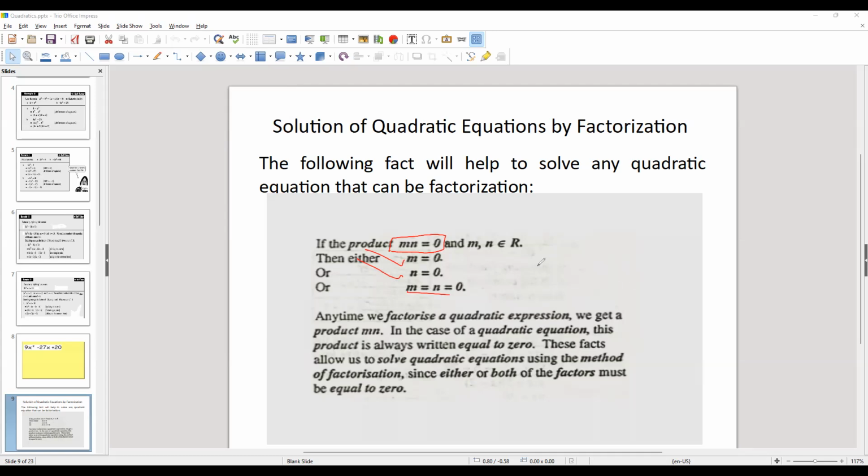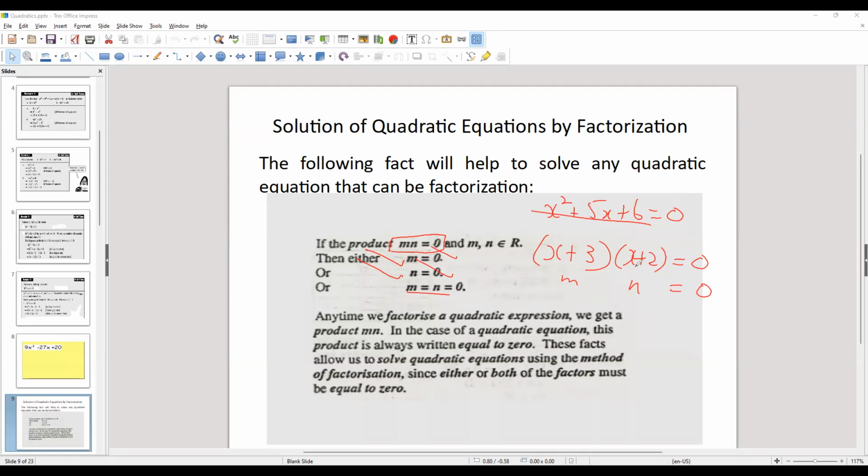In other words, if you have a quadratic equation, let's say x squared plus 5x plus 6 equals 0, and you factorize it, you get x plus 3, x plus 2, right? I'm not going to show you all the steps. Now, this bracket is like the m, and this bracket is like the n. Just like how you would say, if mn equals 0, then either m equals 0 or n equals 0, we can apply it here.